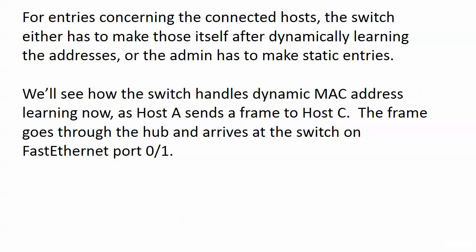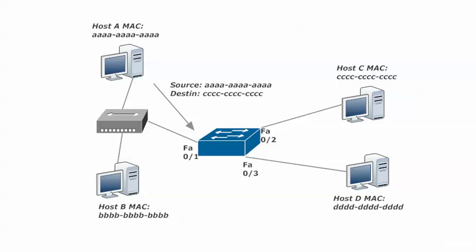Now, to start it off, we're going to see how the switch handles dynamic MAC address learning as host A is going to send a frame to host C. What happens here is the frame will go through the hub and arrive at the switch on FastEthernet 0/1, which I will probably refer to as ports 1, 2, and 3. You can see I put the numbers on this one. The hub is connected to FastEthernet 0/1 on the switch. Host C is connected directly to FastEthernet 0/2, and host D is connected directly to FastEthernet 0/3.